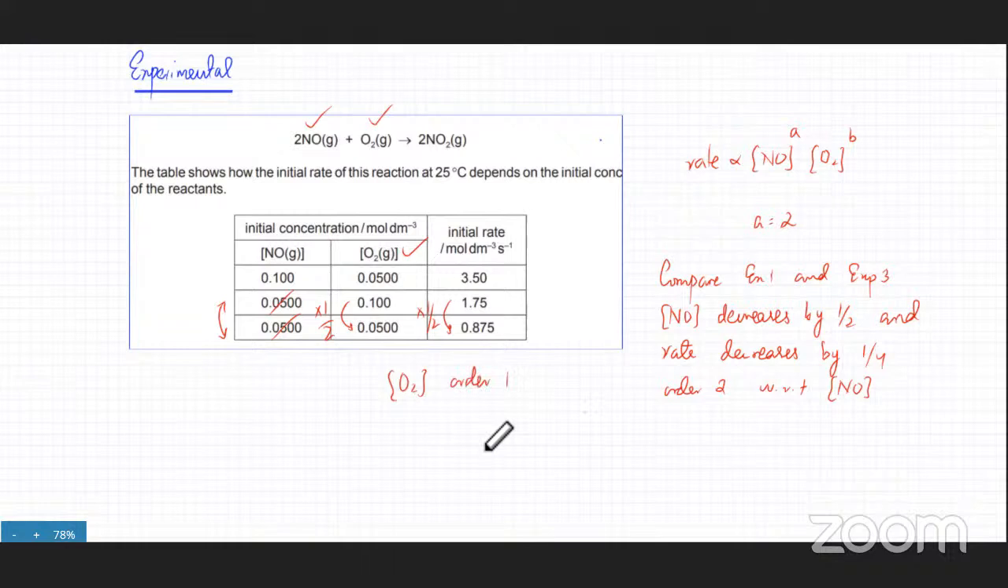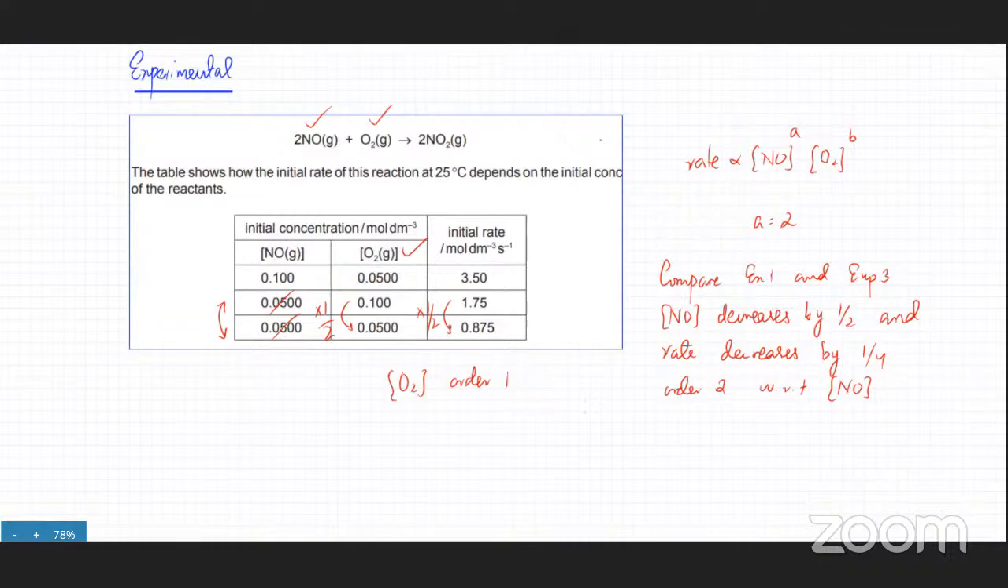You have to explain this the same way: comparing experiments 2 and 3, O2 concentration decreases by half, and the rate decreases by half as well. So that's directly proportional, that's order 1. Anyways, that's one way to figure out the order of the reaction.